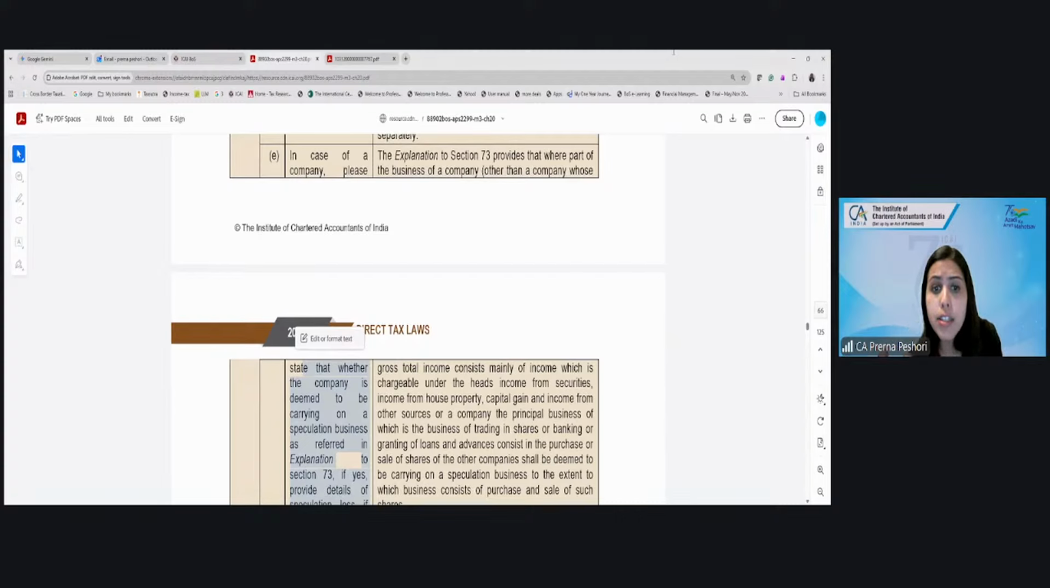The exception to that was any company whose gross total income mainly consists of income from interest on securities, income from house property, capital gain, income from other sources, or a company the principal business of which is trading in shares, or a banking company, or a company granting loans and advances. These were the exceptions. So if there's a company whose principal business is the purchase and sale of shares of other companies, then it shall be deemed to be carrying out the speculation business. So here the tax auditor has to furnish the detail regarding the speculation losses claimed by such type of company.